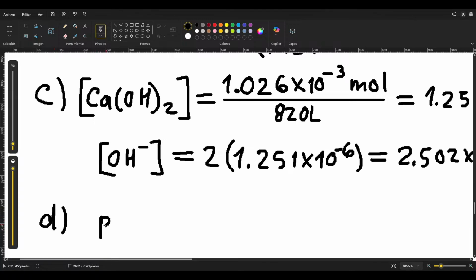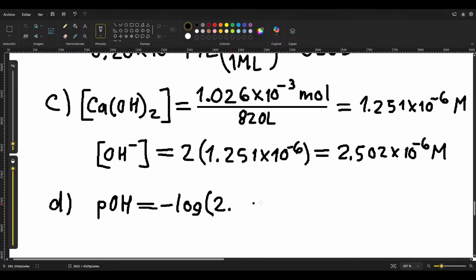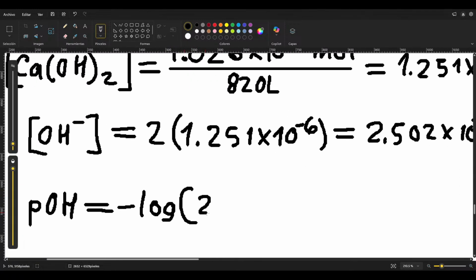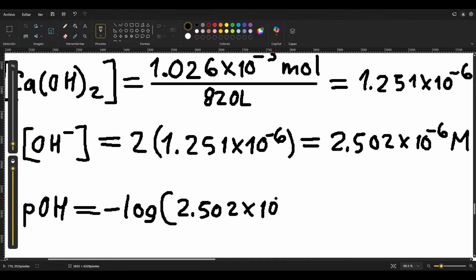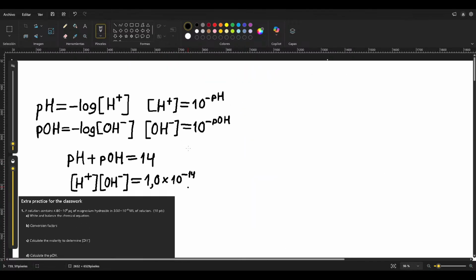Okay, so the pOH, if we have the concentration, then it's gonna be negative log of the concentration. This is like a formula. All the formulas are in here, by the way.